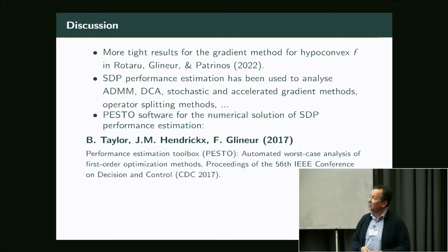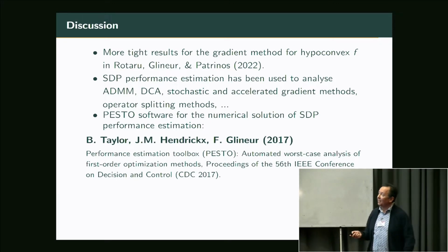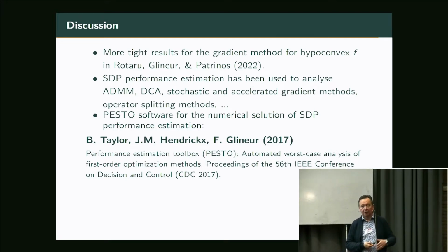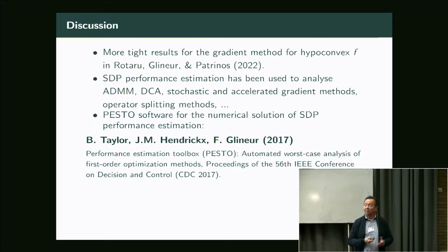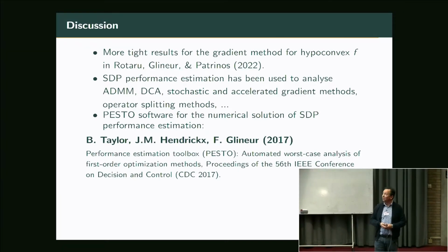One thing I would like to say is there is a very useful piece of MATLAB software due to these authors, again, Taylor, Hendrickx, and Glineur. And this software does the numerical calculation of these worst-case convergence rates by solving these semidefinite programs that I've shown to you. So this is actually an extremely useful piece of software.